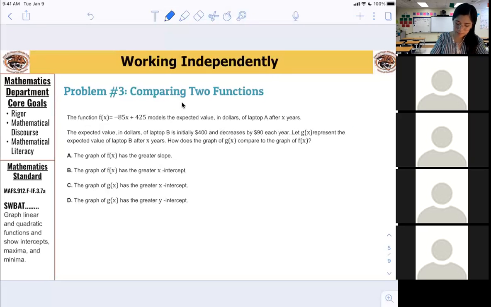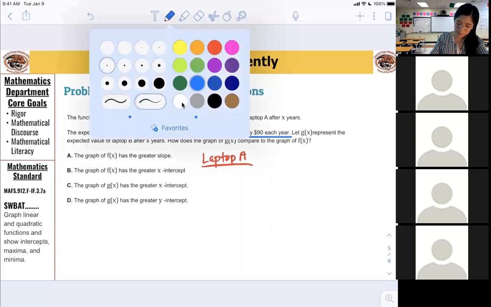Okay, so I have these 2 laptops, right? I got laptop A, laptop B. We know a few things about laptop A. We know that we have this equation for laptop A. For laptop B, though, we have some information as a word problem. So we know we're comparing them, and I'm looking to find out something about the slope, something about the x-intercept, and something about the y-intercept. So I need to find those things for both laptops. So I'm going to make a little chart, a little table to compare.